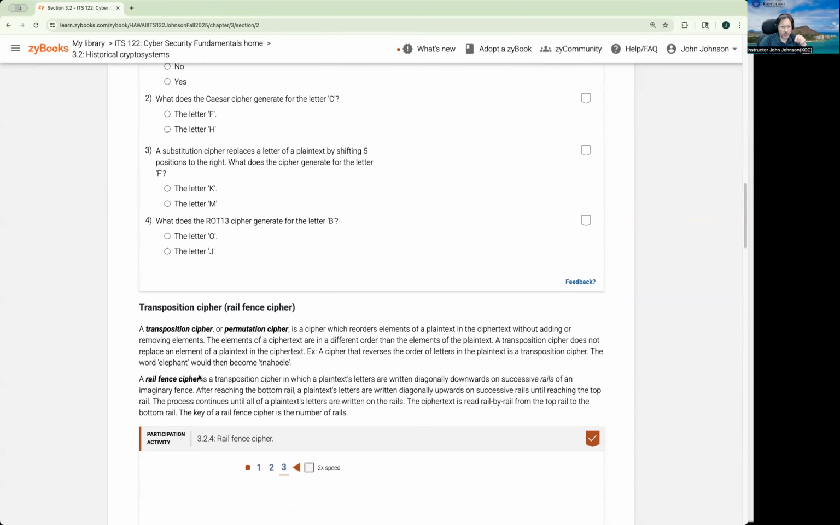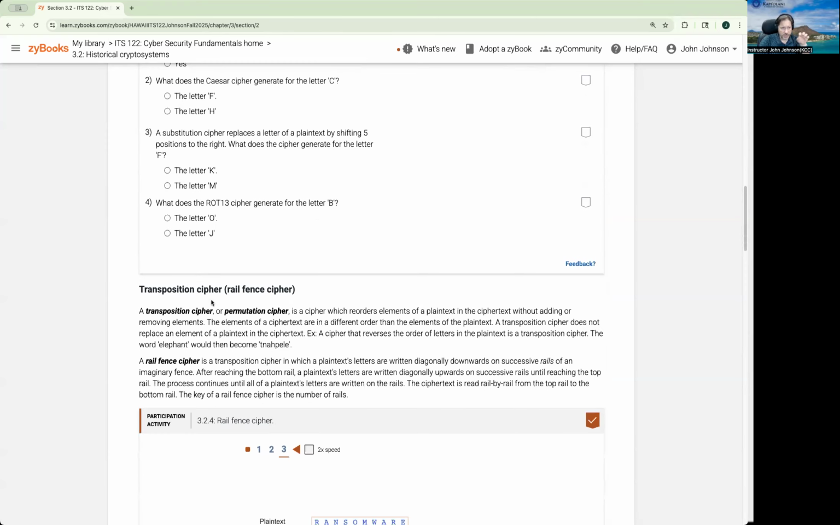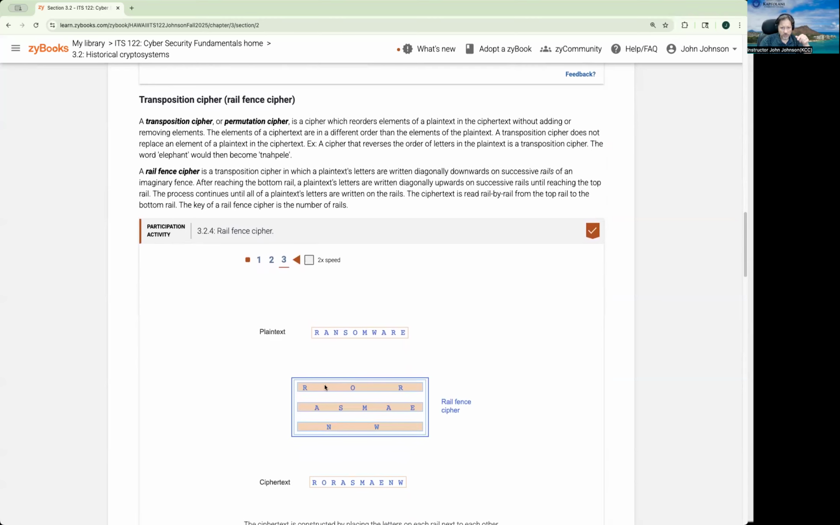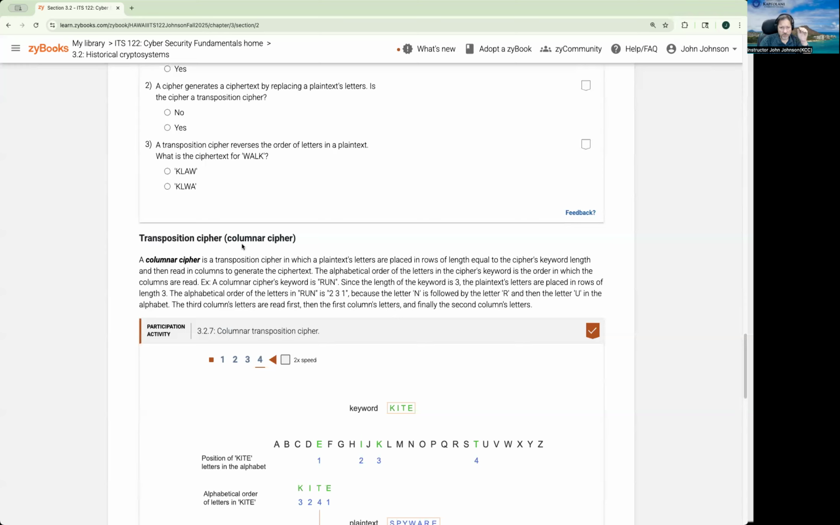Up here we're talking about shifts. So we're shifting them over and putting in different characters for it. Over here we're just transposing it. We're just moving them around. So we're changing the order of it. So we've got the transpositional cipher or the permutation cipher. So we've got the rail fence one, where we're doing it around on rails where the number of rails is our key. And then down here our last one, which is the columnar cipher.